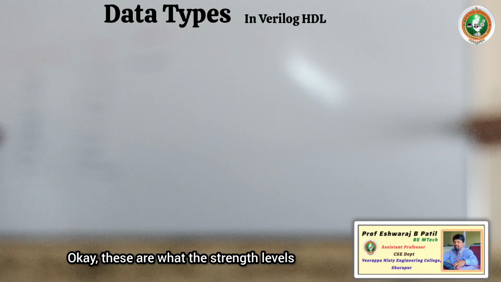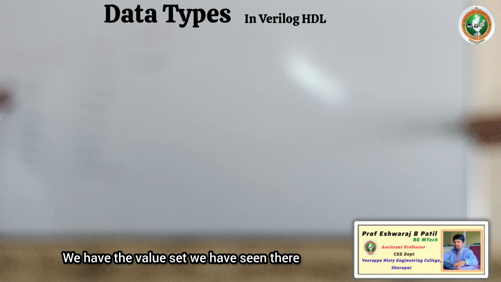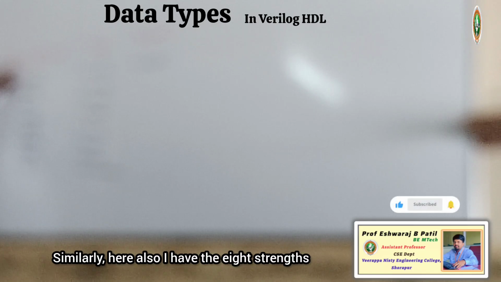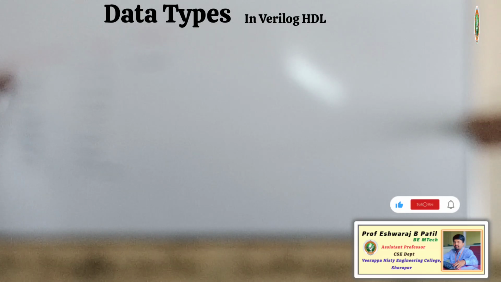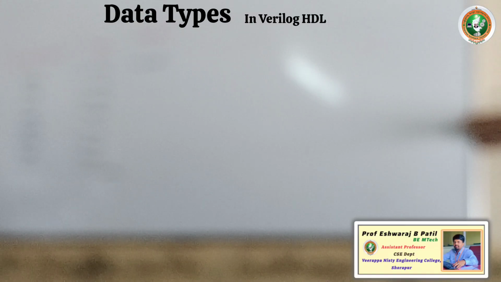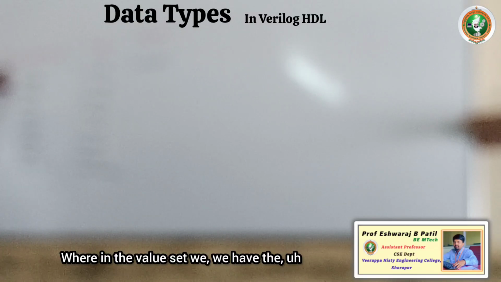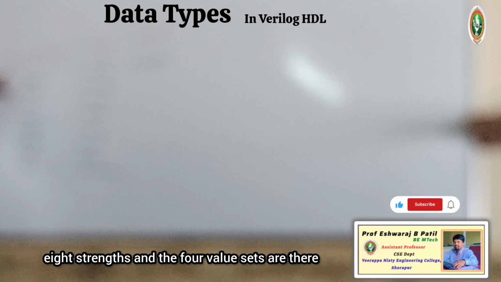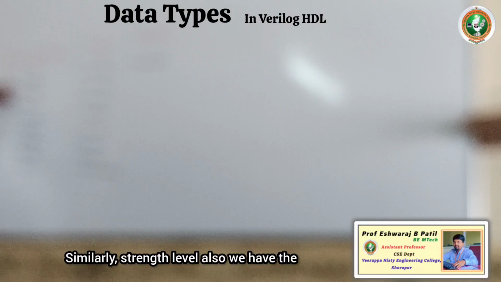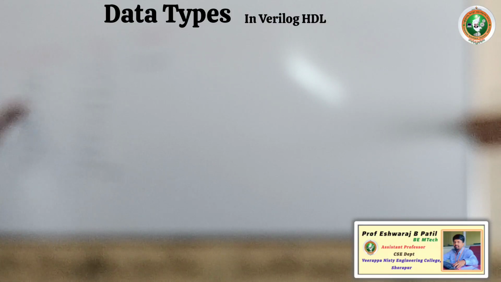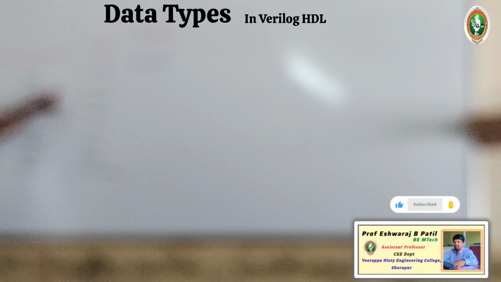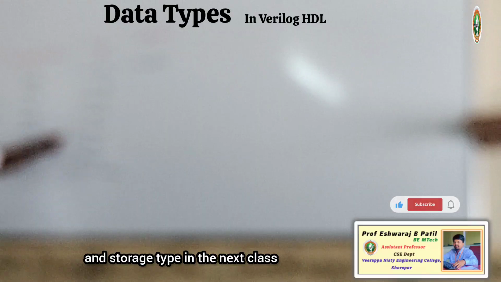These are the strength levels. We have seen the value set: there are 4 types of value sets, and similarly 8 strengths. Strength levels are of driving type or storage type. I will teach you what the driving type and storage type are in the next class.